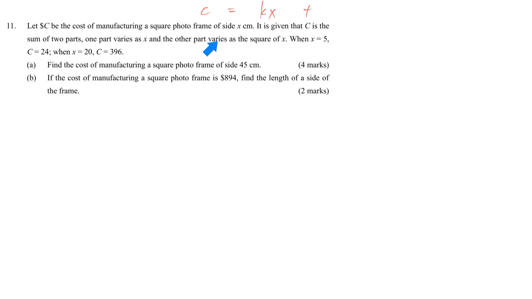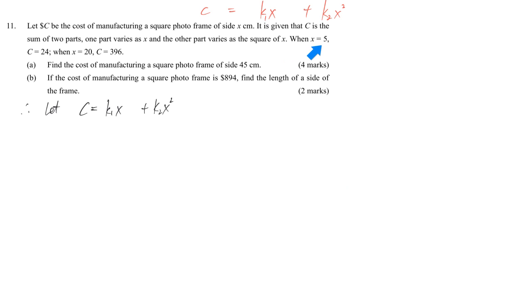They don't write directly or inversely. That implies directly is the default. So the other part will be as the square of x. It is how many times x squared. Again, it is k1 and k2 because the two constants may not be the same. So we write down our decision. We let C equal something times x together with something times x squared.